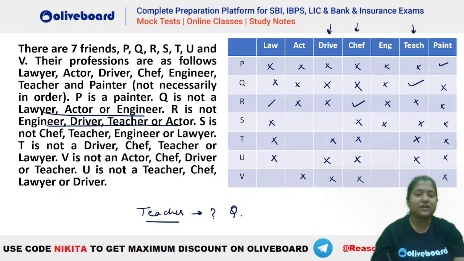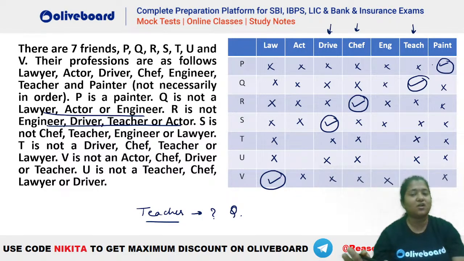If he is the chef, he cannot be the lawyer. Similarly for driver, you can see S has to be the driver. If he is the driver, he cannot be the actor. Now in lawyer, you can see only V is remaining. So V will be the lawyer here. If V is the lawyer, he cannot be engineer, isn't it? So now you can see that we can find V, we can find S, we can find R, we can find Q, and we can find P, right? So these all we can find.